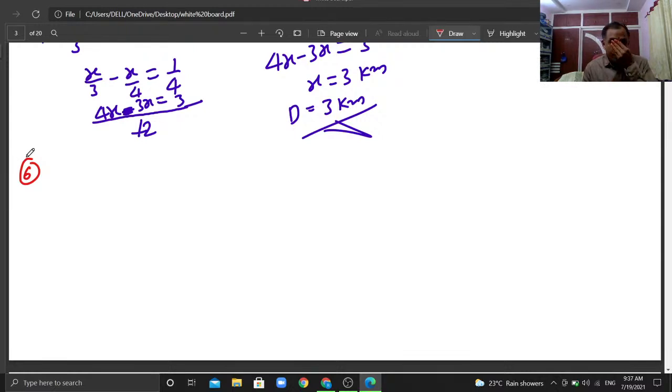A person traveled 14 kilometer per hour instead of his usual speed, 10 kilometer per hour.